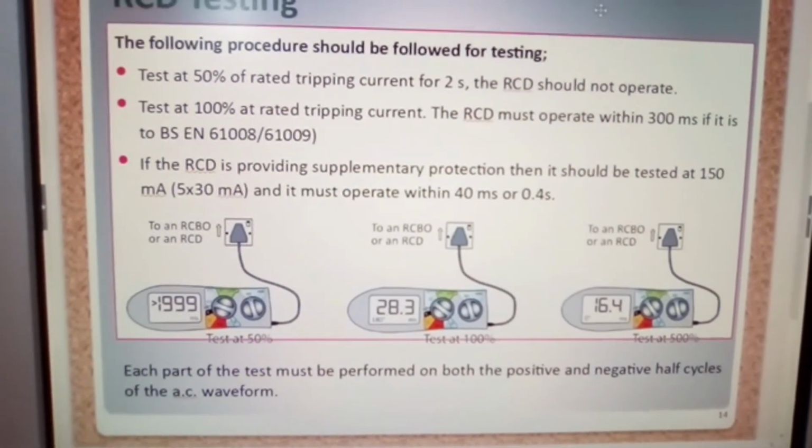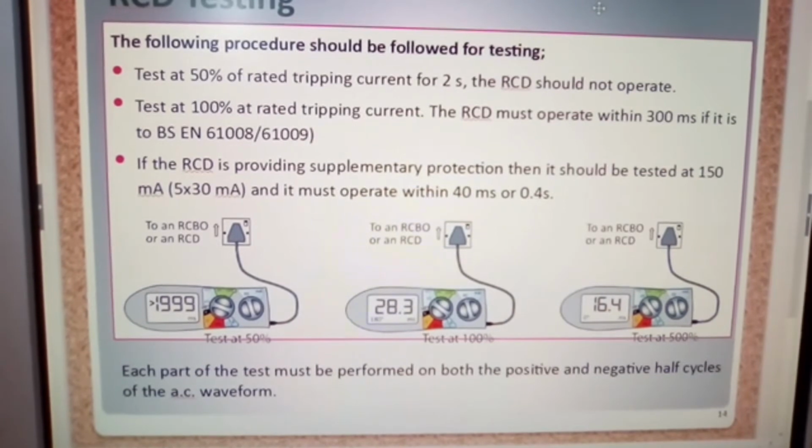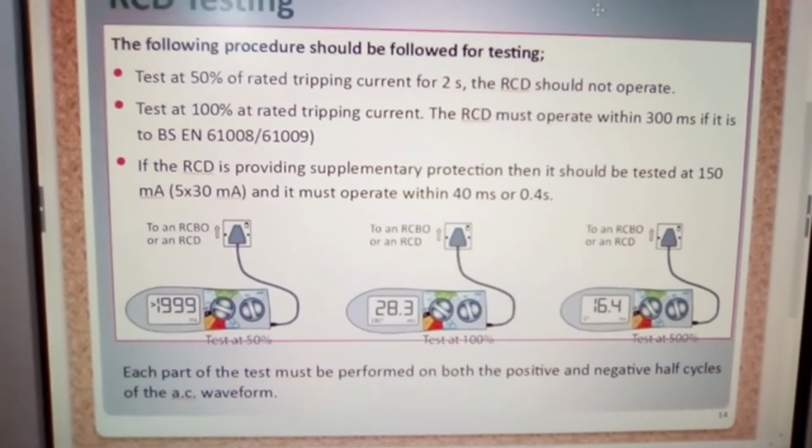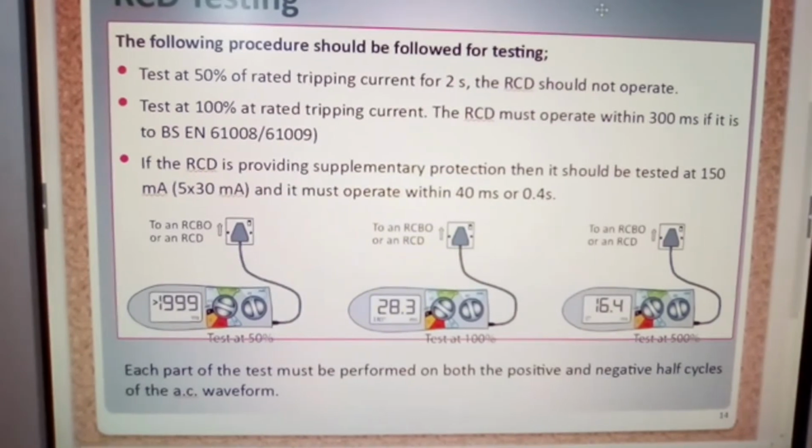And after the testing, the following procedures should be followed for testing. And again, make sure you are compliant with the current IET regulations in regards to the timing.